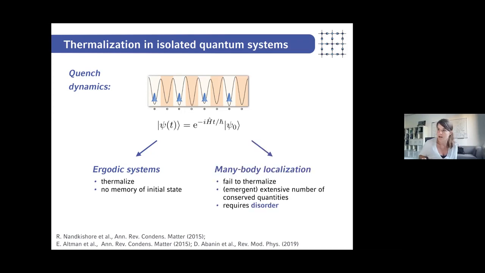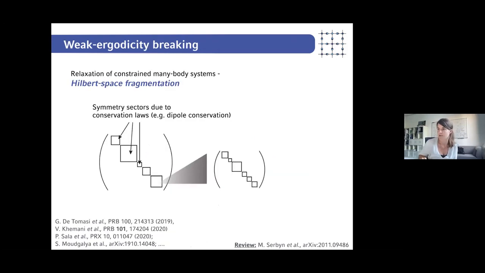And then on the other hand, we have many-body localized systems, which can occur in the presence of disorder. Here the system retains memory of its initial state. It does not thermalize, and this is due to an emergent extensive number of conserved quantities. Now, what we are interested in is systems that fall in between these two categories. This also ties in with the question of whether disorder is really essential for seeing many-body localized phases, or whether there are other systems that show many-body localization phenomena, even in clean realizations without any disorder.